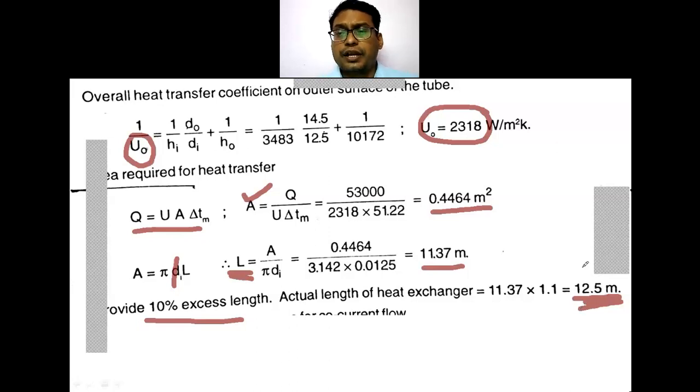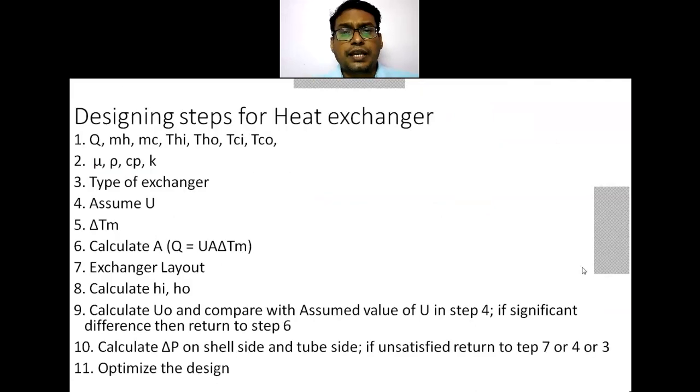So in this numerical, looking at the designing procedure, the data that is mentioned, we have calculated the mass flow rate of the water, and all the physical properties are known. The type of the exchanger is the double pipe exchanger. We have not assumed the value of U. We have calculated the delta Tm. Then defining the exchanger layout, it is already mentioned that the hot fluid will pass through the tubes, then calculation of hi and ho, and then calculate the overall heat transfer coefficient.